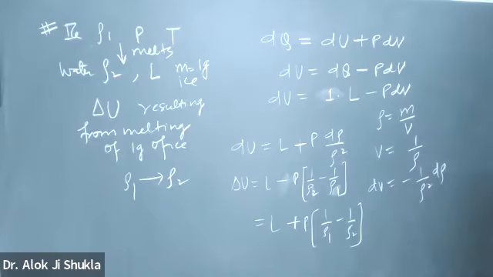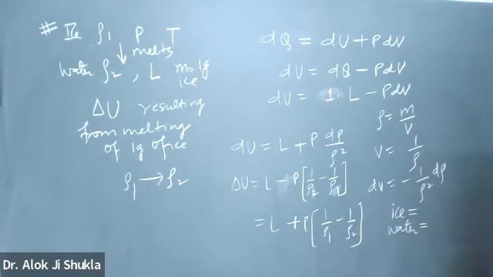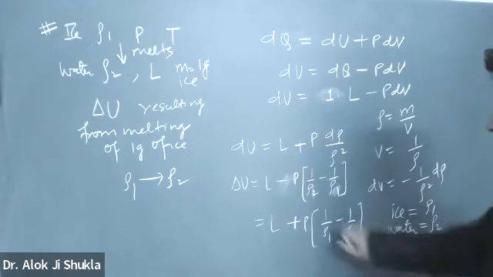Sir, the density of ice is less than that of water, because ice floats on water. What is the density given? Water is rho 2 and ice is rho 1. So rho 1 is less than rho 2, no? Yes, sir. So this quantity is positive, correct?